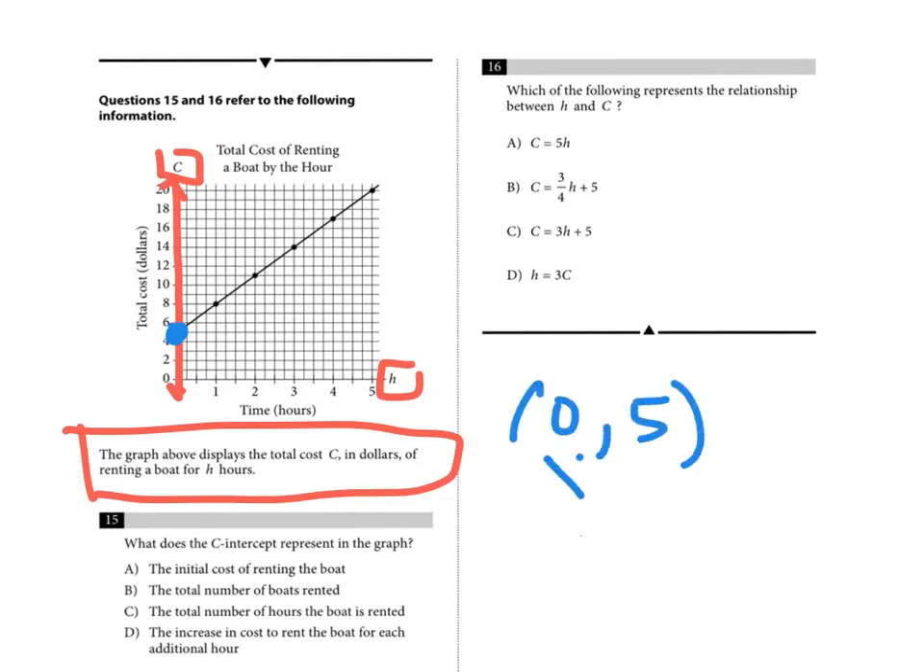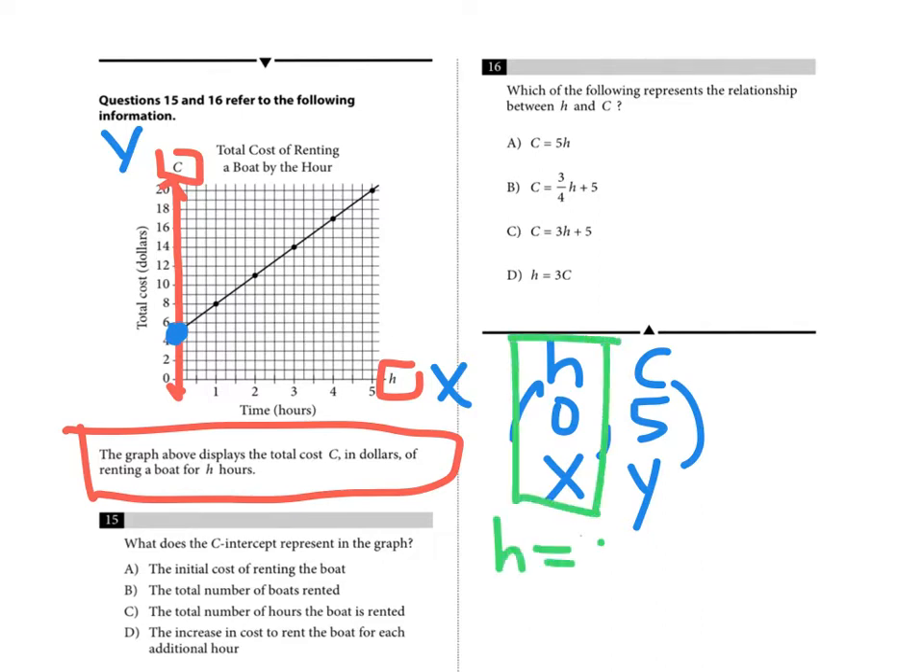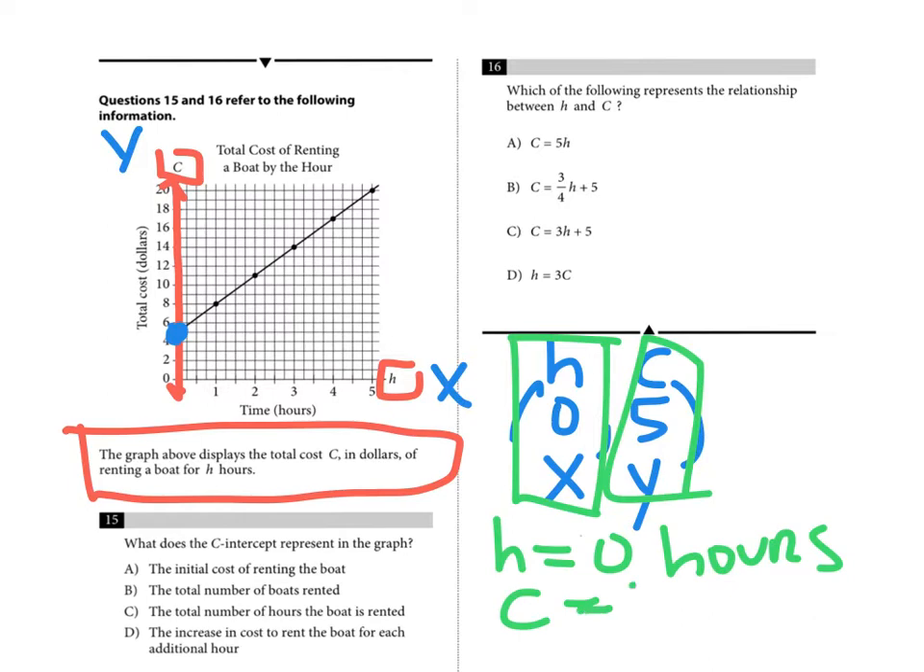Normally you're used to seeing a point given as (x, y). This particular graph just gives you, as opposed to x and y, h and c. So what does the C-intercept, this point (0, 5), represent? Well, basically it's saying after h hours, so 0 hours of renting the boat, the cost, c, is $5. So 0 hours corresponds to $5 cost.